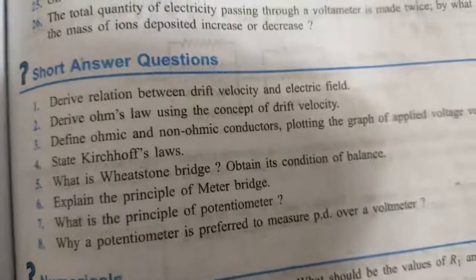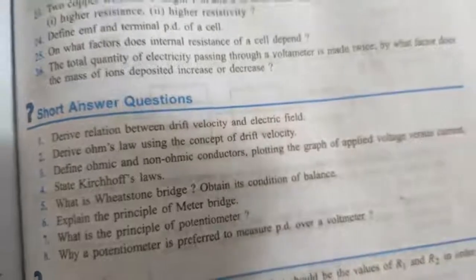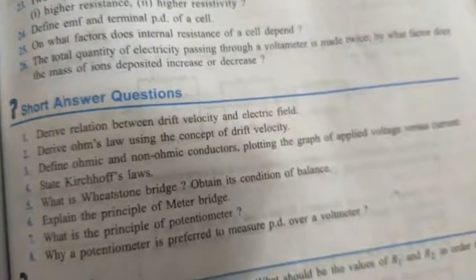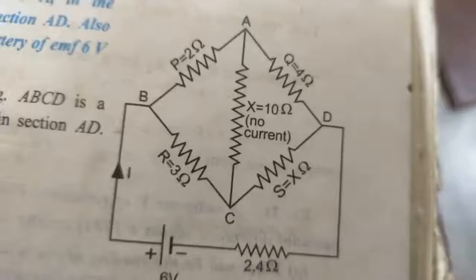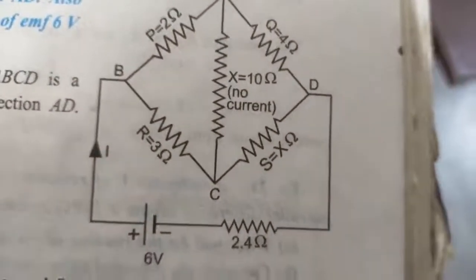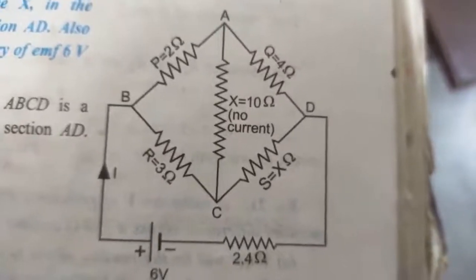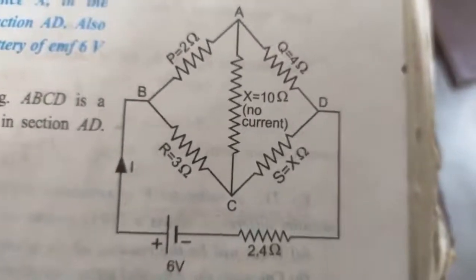So these are the few questions more. And you need to find the answer of this question. Find the value of x here. Okay, this is the circuit. Answer of this question is 6 ohm, right?